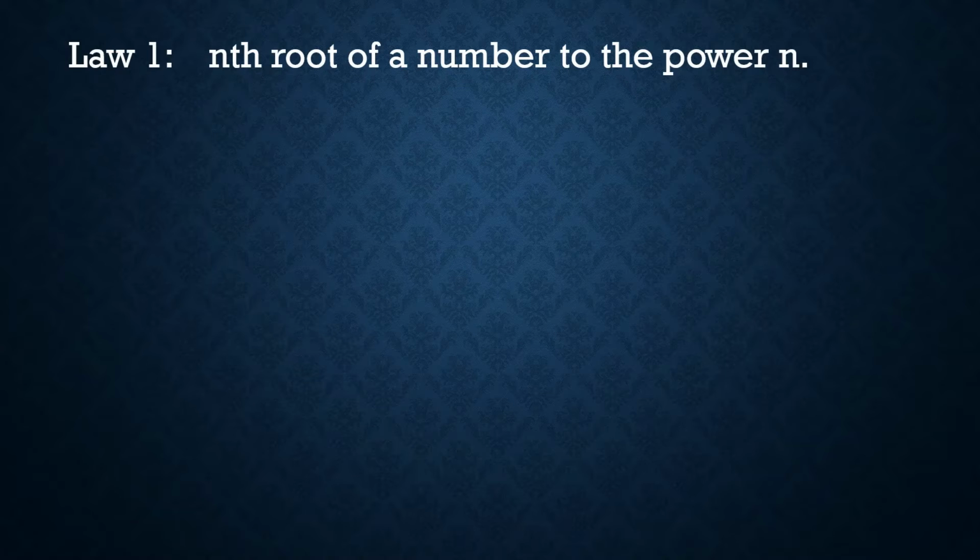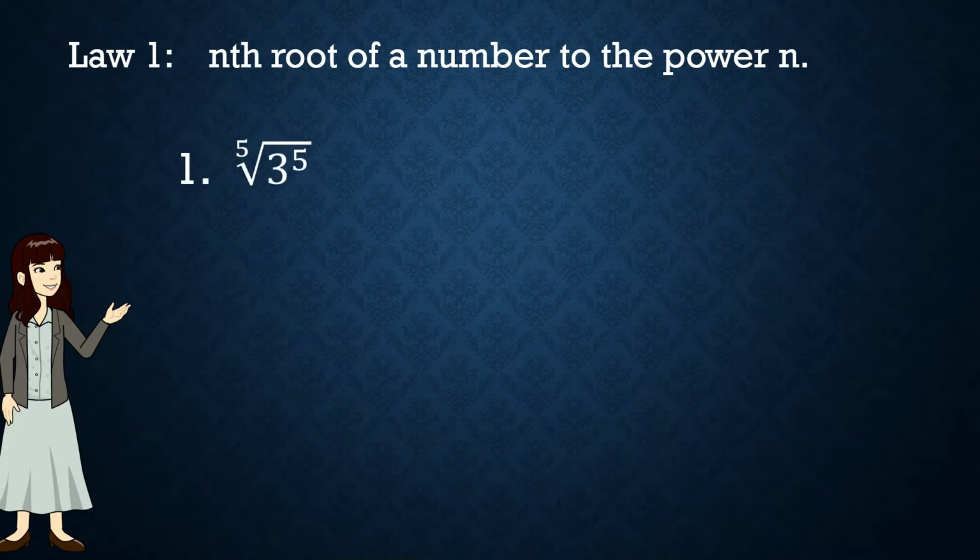Okay, our first example in law number 1, the nth root of a number to the power n, is the fifth root of 3 raised to 5. We can write this in rational exponent as 3 raised to 5 over 5. And 5 over 5 is equal to 1, so our answer is only 3.